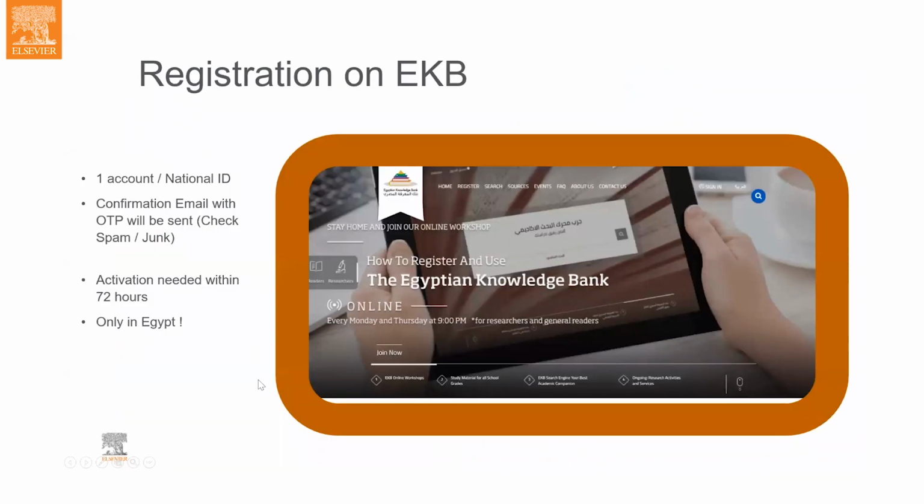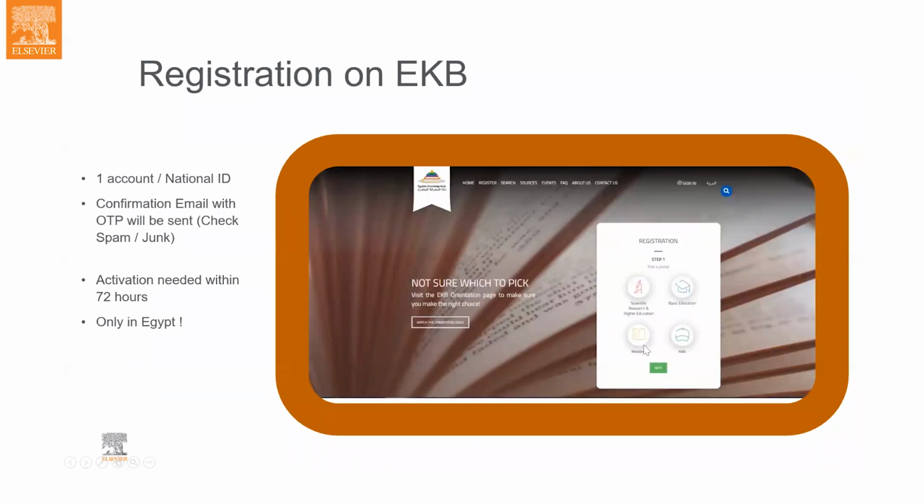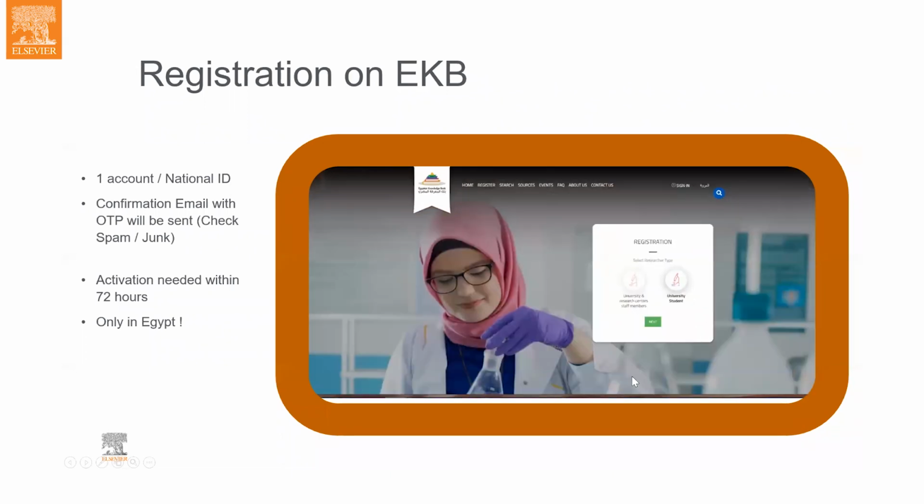For registration on EKB, once you go to ekb.eg, you click on register, you create an account, you select the portal that you would want to subscribe to. So for scientific research and higher education, you get the two options I said earlier: research centers and staff members, in addition to university students.